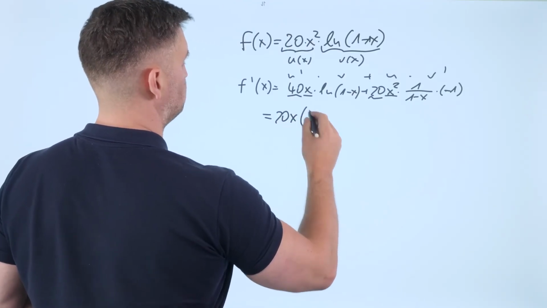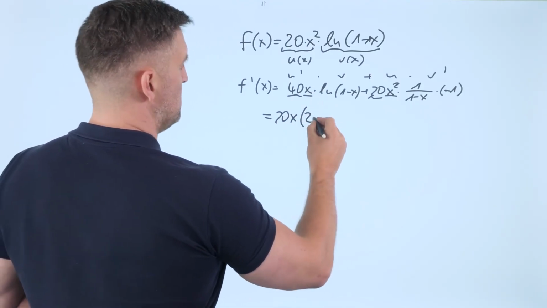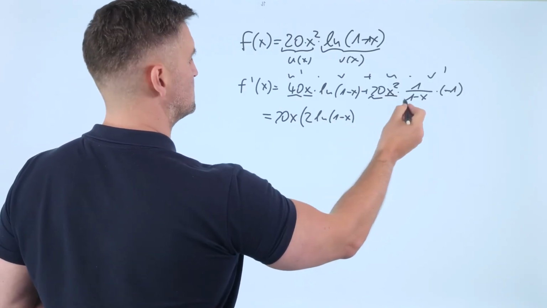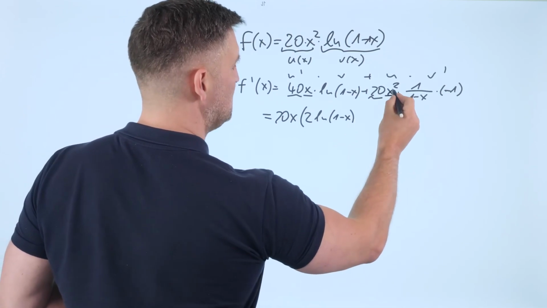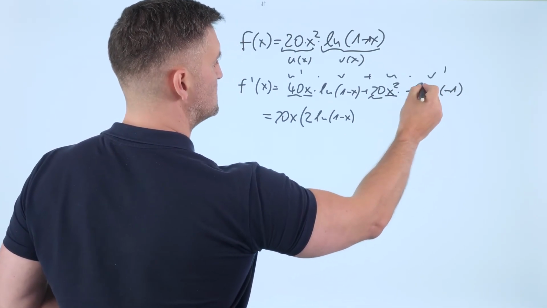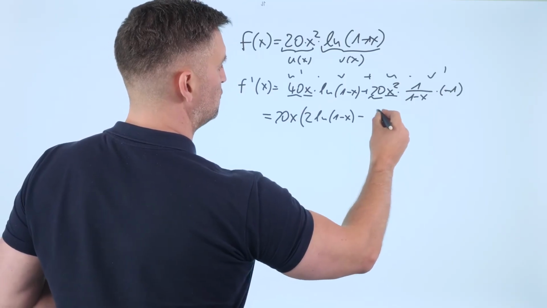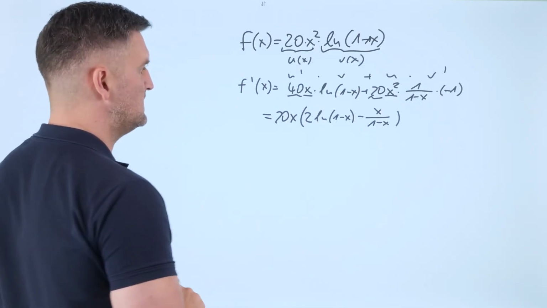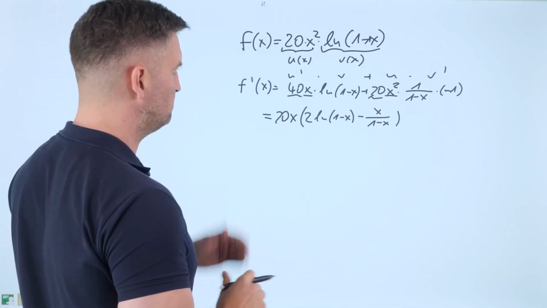What's left is 2 times ln of 1 minus x, 20x has been taken out. What's left is x times minus 1. In the numerator, we would then have minus x over 1 minus x. That would be the first derivative.